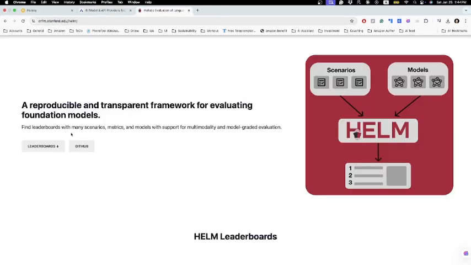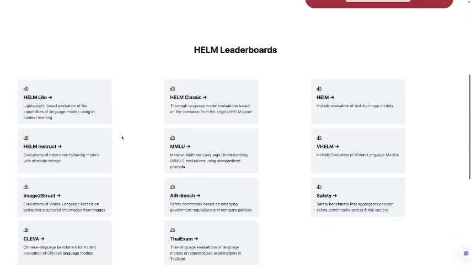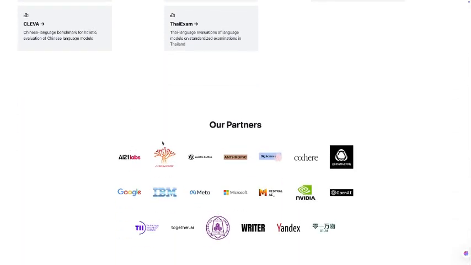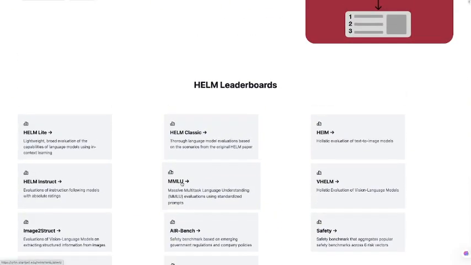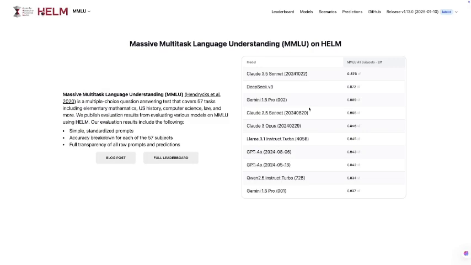The second one is from the Center for Research on Foundation Models, I think from Stanford University. This one also has a leaderboard. You can see a number of different benchmarks, and for a specific one, you can identify which model is leading. Here it is Claude 3.5 Sonnet.